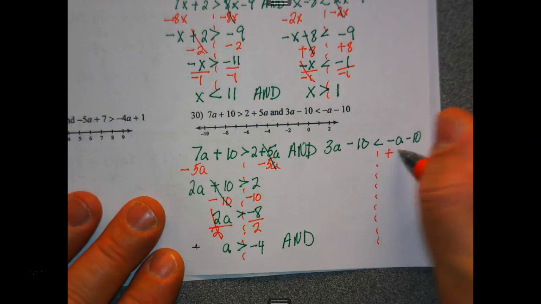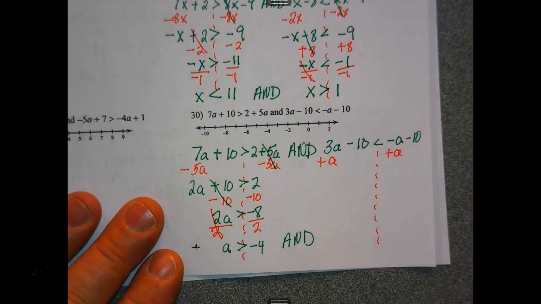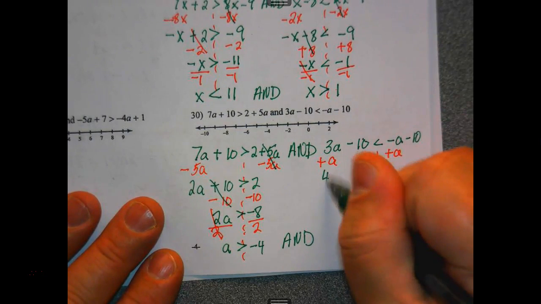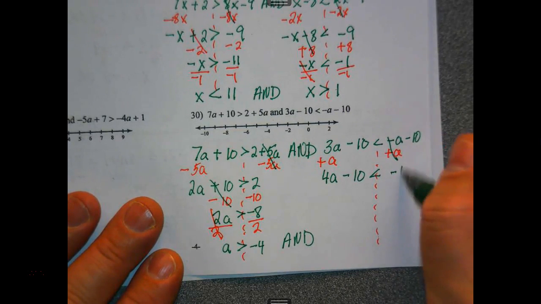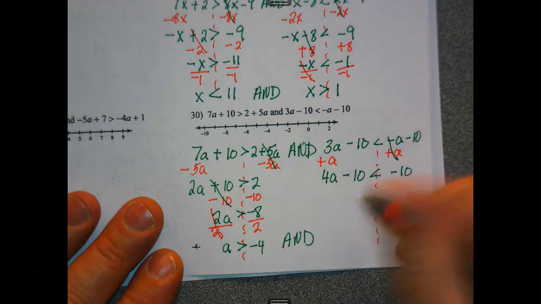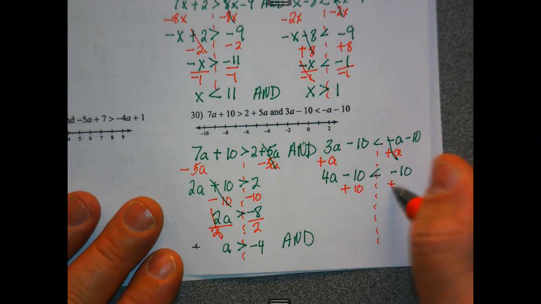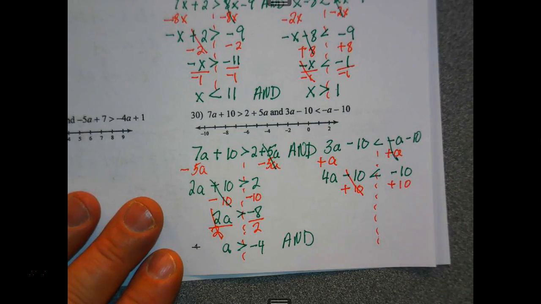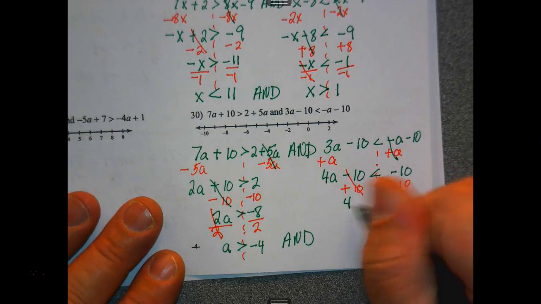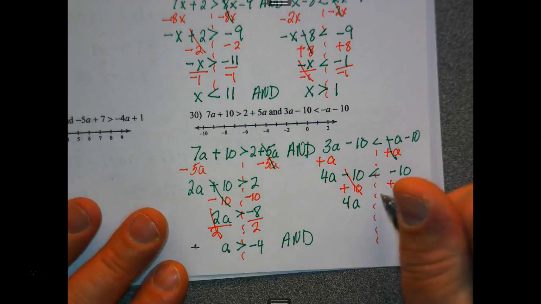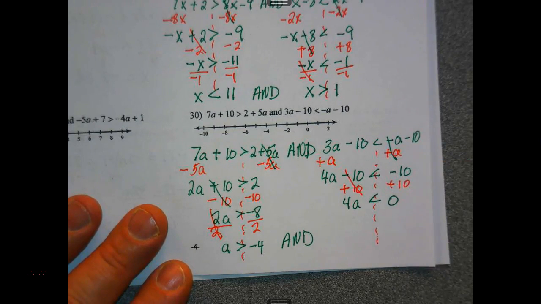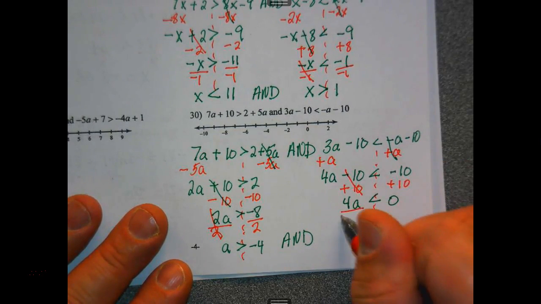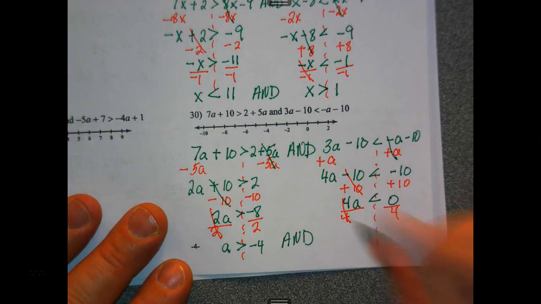Okay, you're going to add a to both sides. I get 4a minus 10 less than negative 10. Add 10 to both sides. For Burgess, quiet down, is less than 0. Divide by the coefficient 4. So a is less than 0.